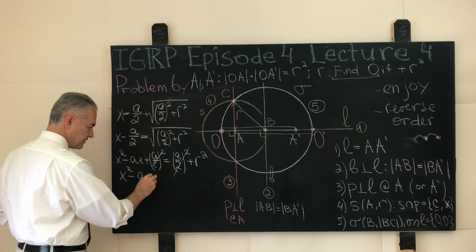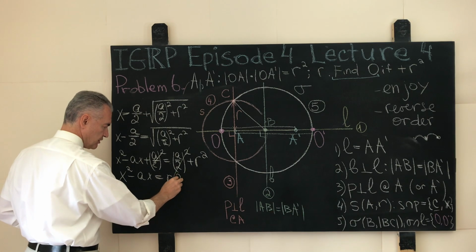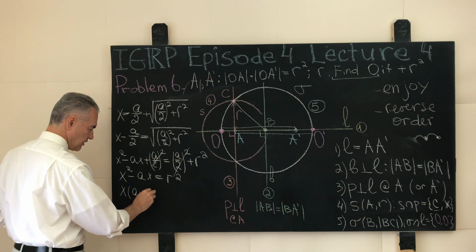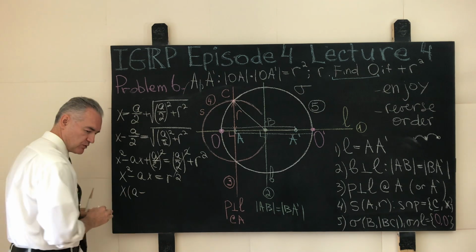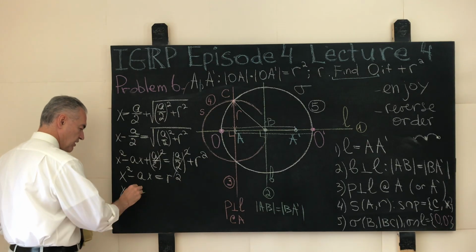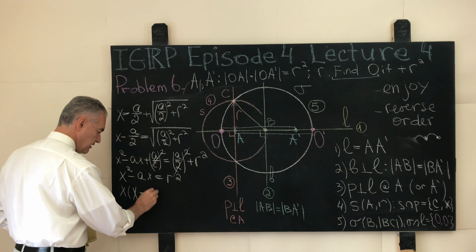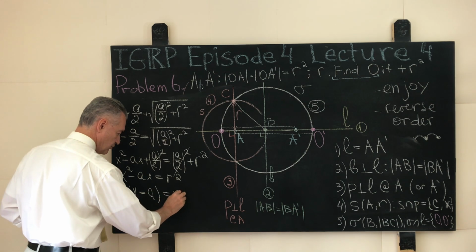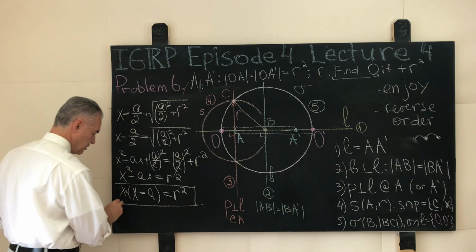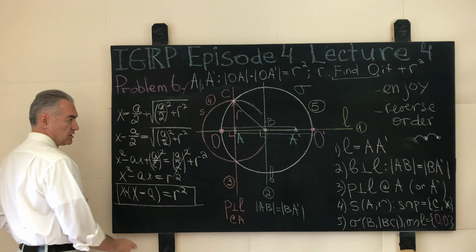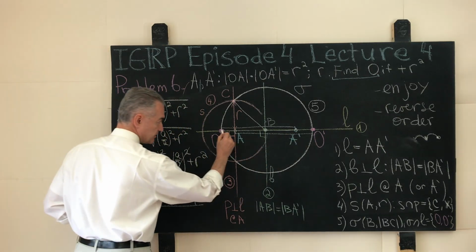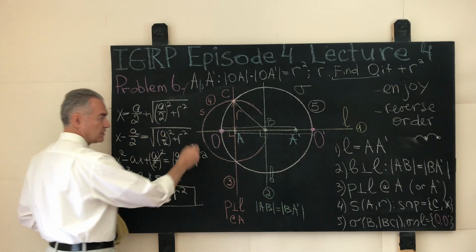X squared minus X is equal to R squared. Factor X out. X times A minus, sorry, this will be one copy of X. The X will be here, so this will be X minus A is equal to R squared. This is the product. This is the workhorse formula of inversion. So this distance times X minus A times this distance is precisely R squared.